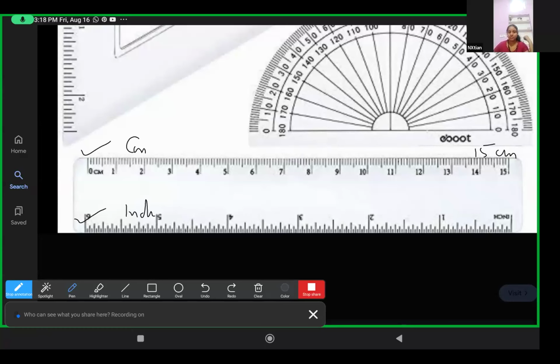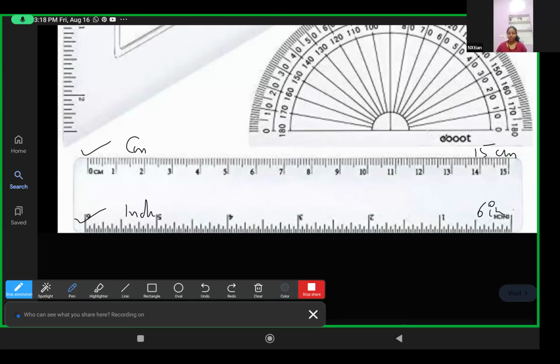Ma'am, 30 centimeters can't fit on a geometry box, so they have to do a flip scale. Then on the inches side, you have 6 inches. On a small scale, you have 6 inches and 15 centimeters.